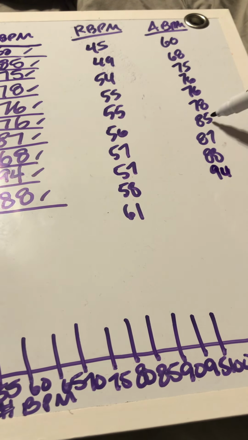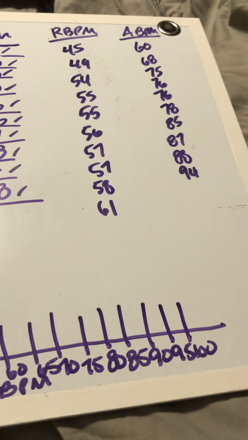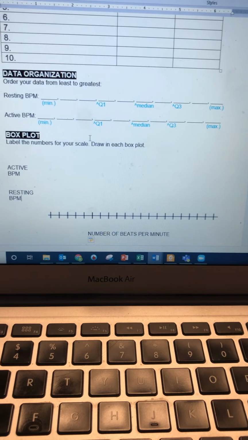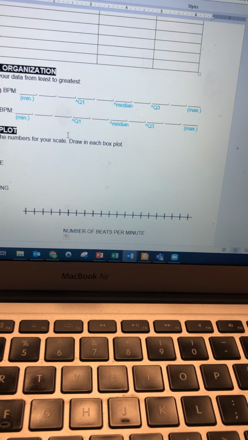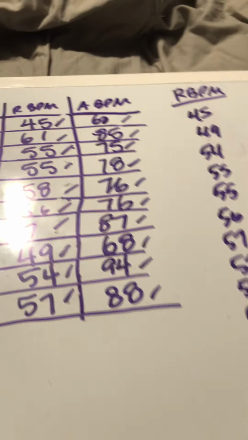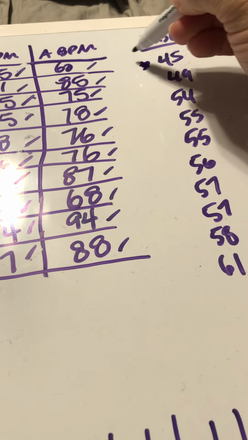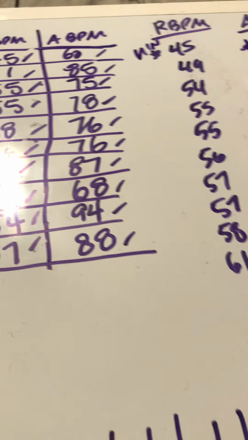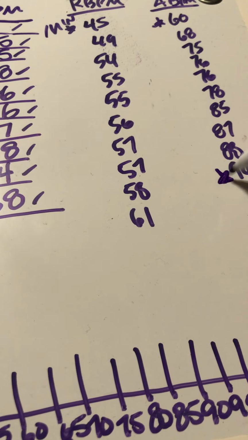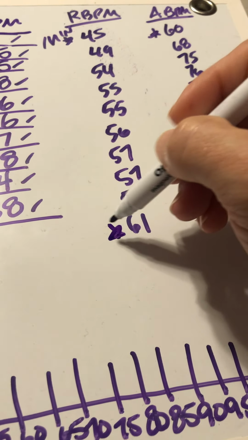3, 4, 5, 6, 7, 8, 9, 10. Okay, so I have all 10 of those. Okay, then after I have those ordered least to greatest, I'm going to find my minimum, my Q1, my median, my Q3, and my maximum. All right, so over here, my lowest numbers are going to be 45 as my minimum, and 60. Those are my minimums. My maximums are going to be 94 and 61.